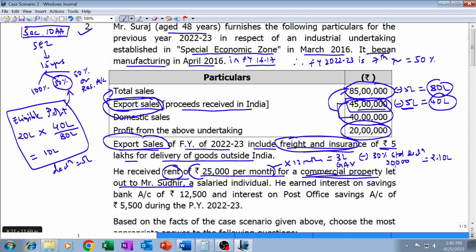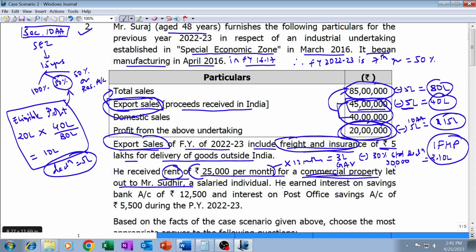then irrespective of the type of property and irrespective of the purpose for which it is used by the tenant, it will be taxable under the head income from house property. 2,10,000. How much will be PGBP income? PGBP income will be this 20 lakh rupees minus this 5 lakh rupees deduction under 10AA. PGBP income will be 15 lakhs.